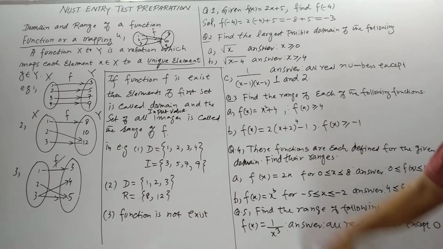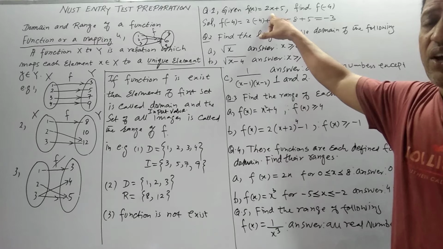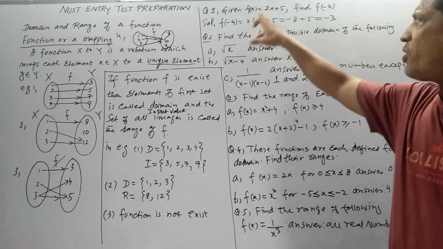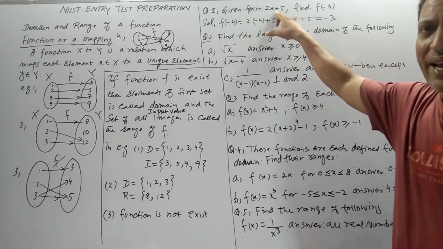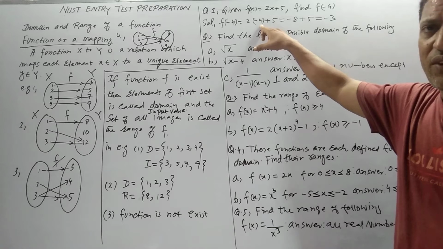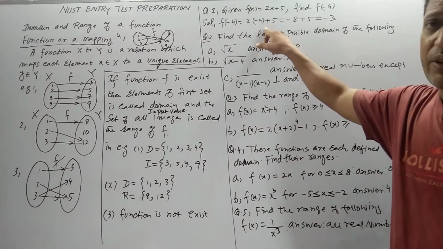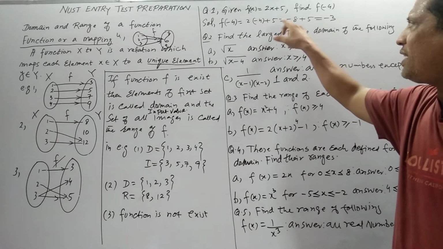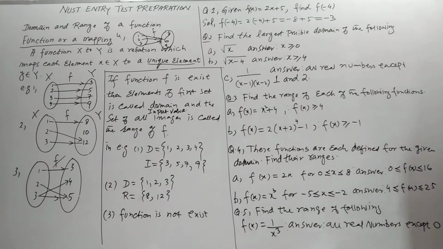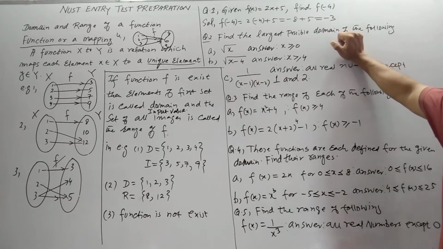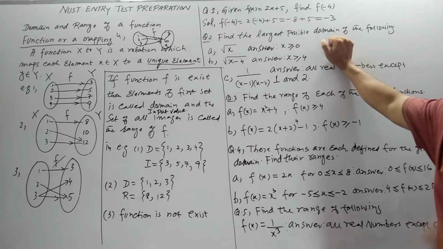f of minus 4 means we have to put minus 4 where we see x. So here we see x, put minus 4 over here: equals 2 multiplied by minus 4, plus 5 remains plus 5. Now simplify: 2 into minus 4 is minus 8, plus 5. Minus 8 plus 5 is minus 3. So this is the domain, minus 4, because minus 4 is the input value, and this is your range, minus 3, the output value.